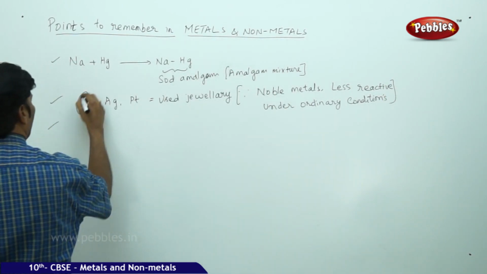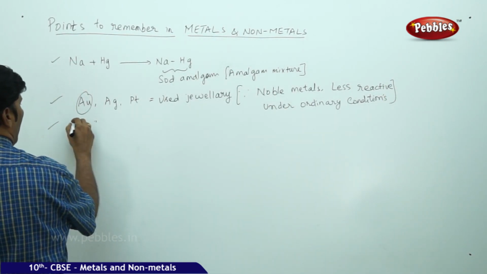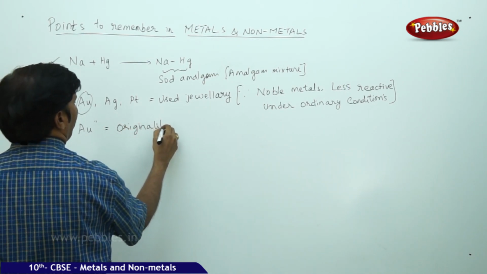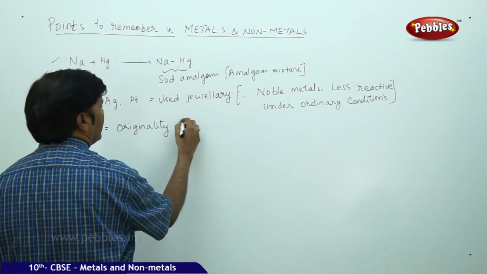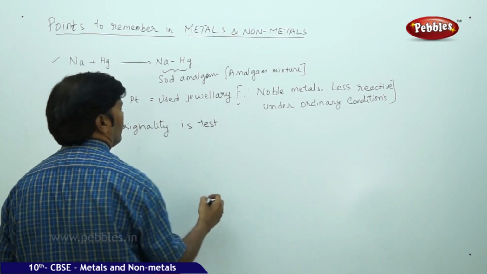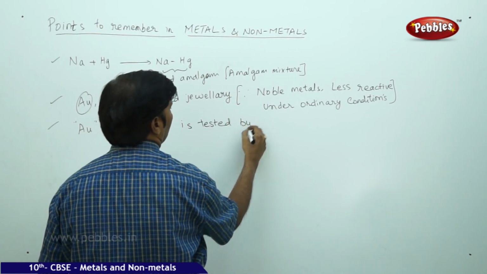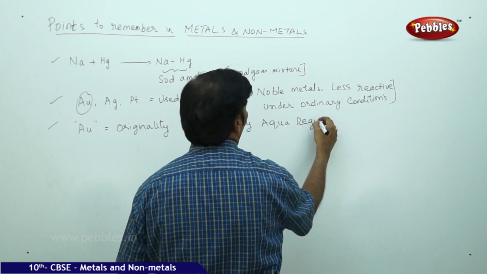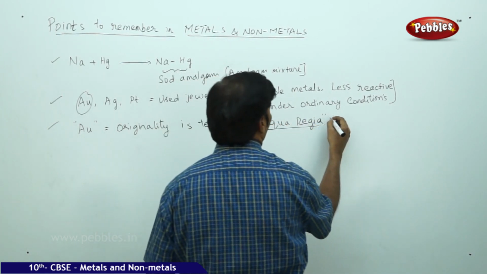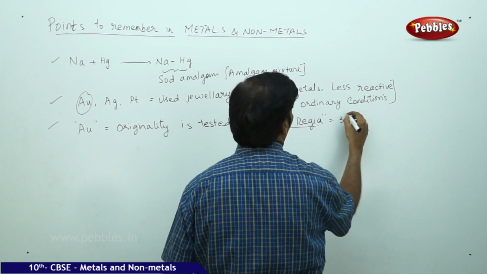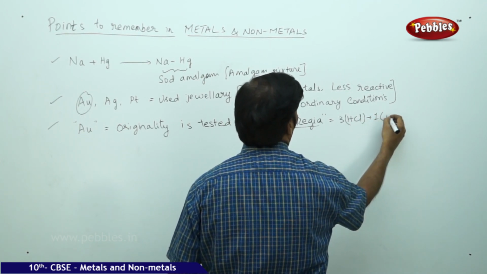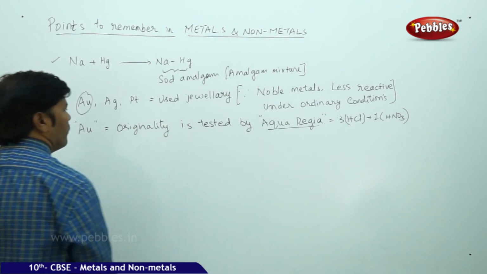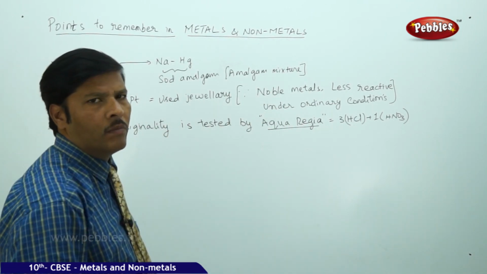Here, if you take for example gold, its originality is tested by a reagent called aqua regia, that is 3 parts of HCl and 1 part of nitric acid. This is the reagent we use for testing the original gold from the fake gold.